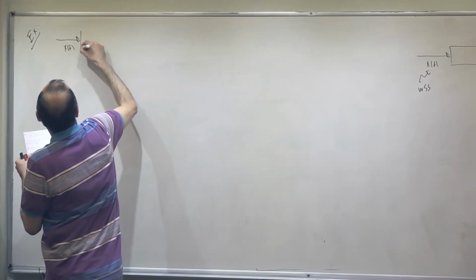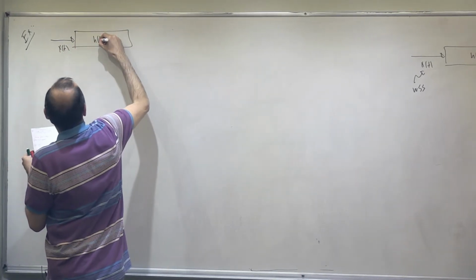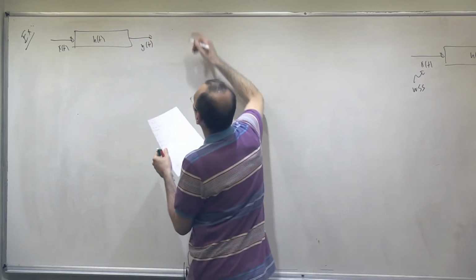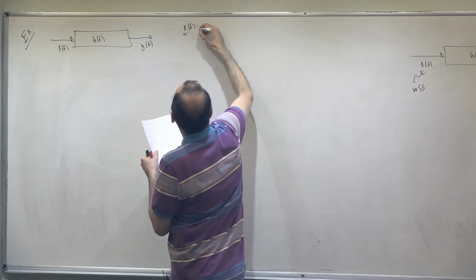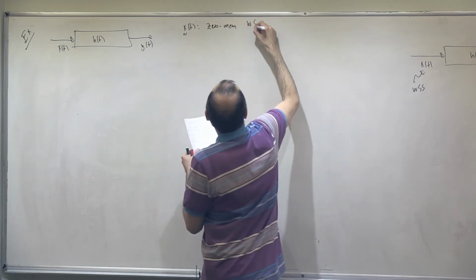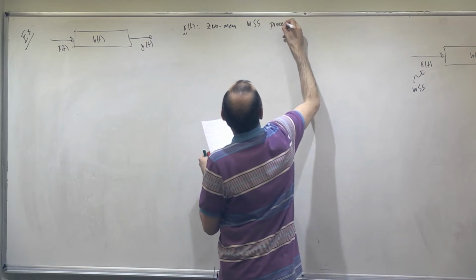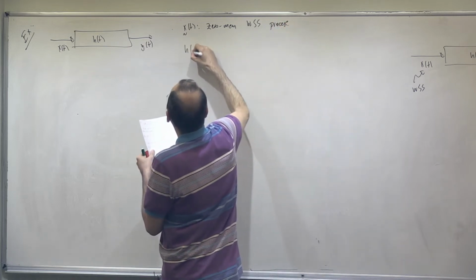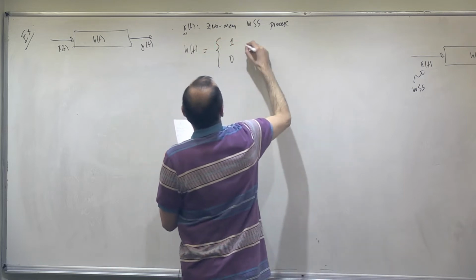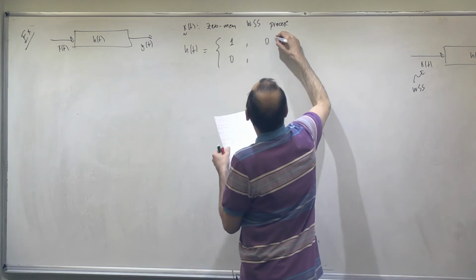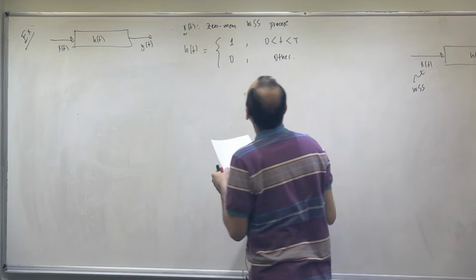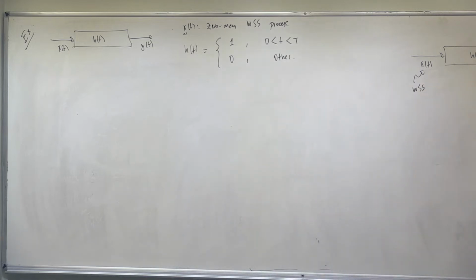X of t, h of t, y of t, same processing chain. X of t is a zero mean Weissan stationary process. H of t is a filter with impulse response given like that.